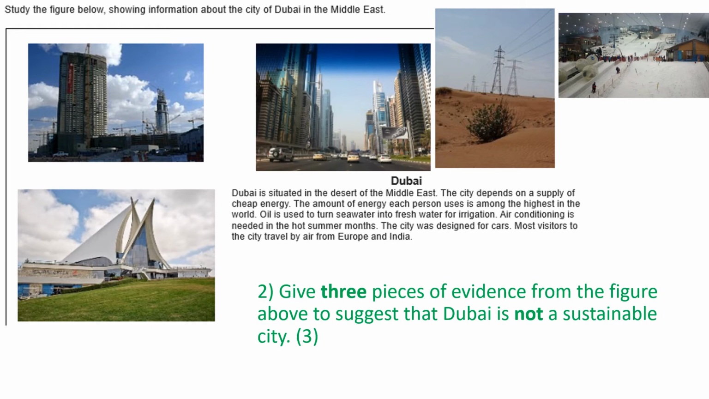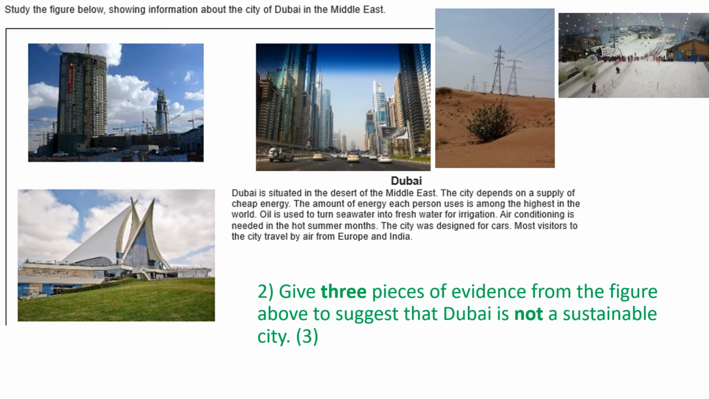Air conditioning is needed in the hot summer months. Now think about it, air conditioning requires energy, and again, that energy will come from burning oil. The city was designed for cars. Remember, think about what we've said about sustainable living. Sustainable living is riding bikes or walking, isn't it? Or using electric cars. But if it's just designed for cars in general that are burning oil, then it's not sustainable.